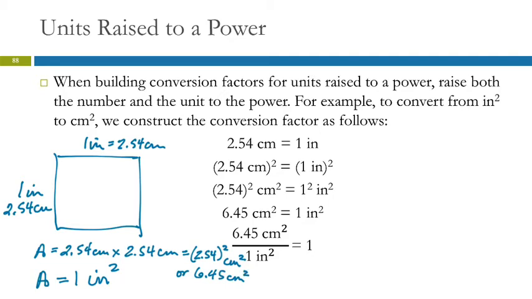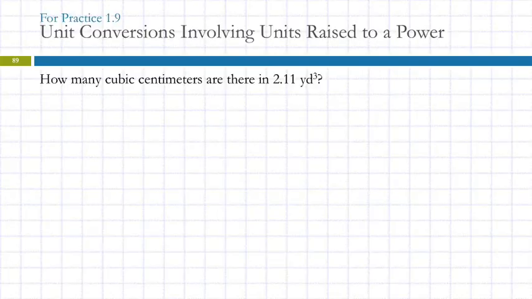So squaring or cubing units, you start with just your regular conversion factor, and then square or cube all of it, including the number. How many cubic centimeters are there in 2.11 cubic yards? Well, we're going to approach this the same way. Where are we starting? Where are we ending? So they're asking for cubic centimeters, and they're giving us the number of cubic yards. So cubic yards is where I'm starting, and cubic centimeters is where I'm going to end up.